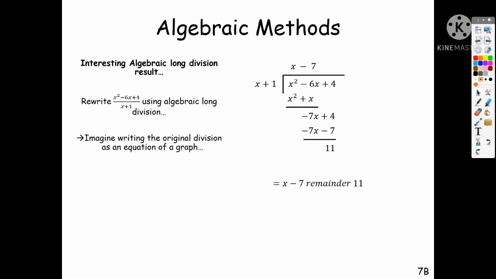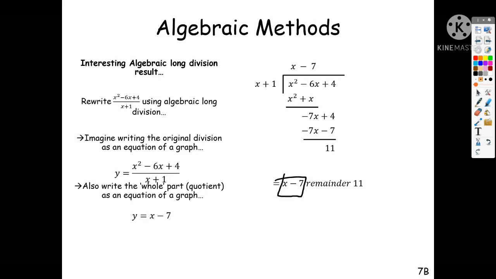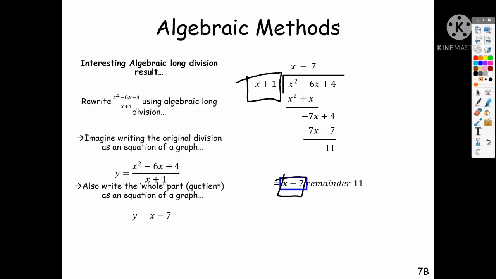Imagine writing the original division as an equation of a graph. Y equals x squared minus 6x plus 4 over x plus 1. Also, write the whole part, the quotient, as an equation of a graph. Y equals x minus 7. The quotient is this bit. This is your remainder. And you've got the divisor, which is the x plus 1. Okay, and it's highlighted there for you as well.